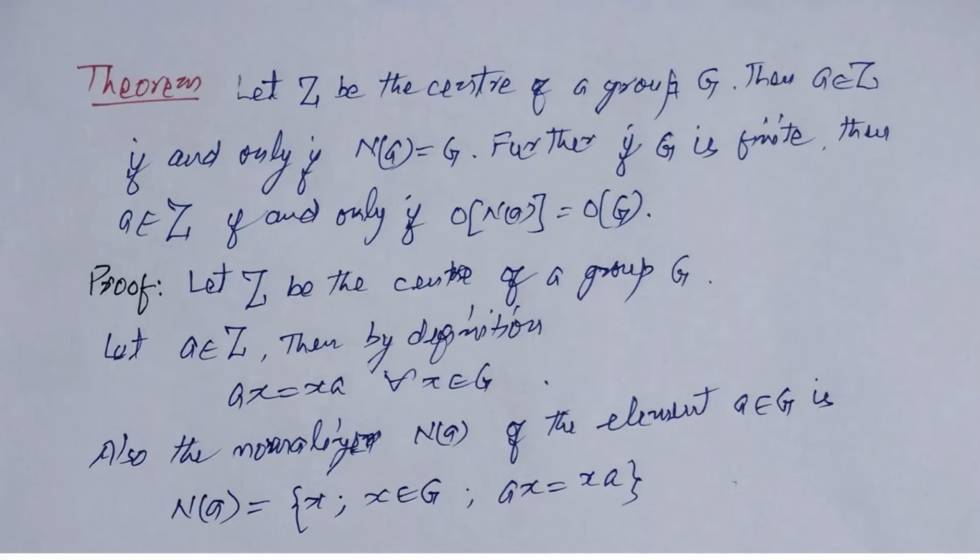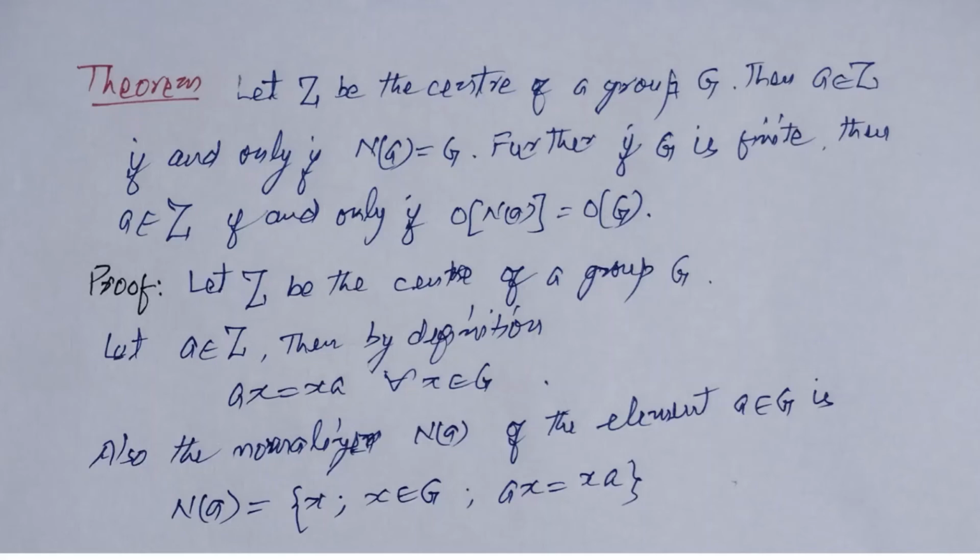Now we discuss another theorem. The statement is: let Z be the center of a group G, then a belongs to Z if and only if Na, that is the normalizer of a, equals G. Further, if G is finite, then a belongs to Z if and only if the order of Na equals the order of G.